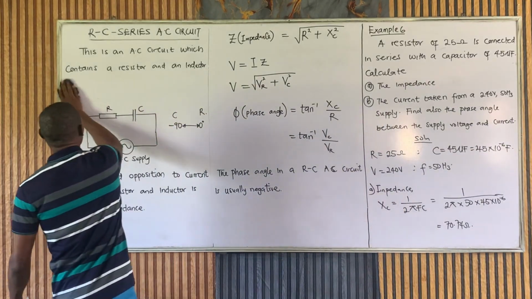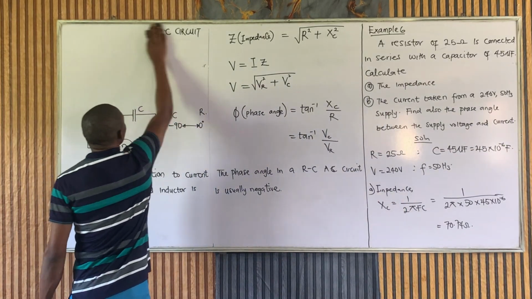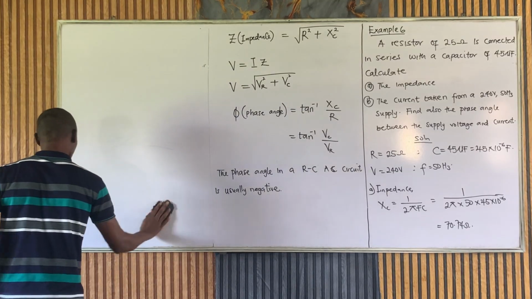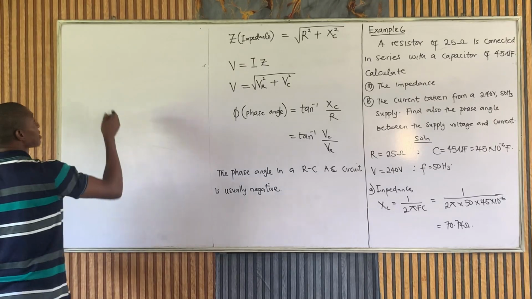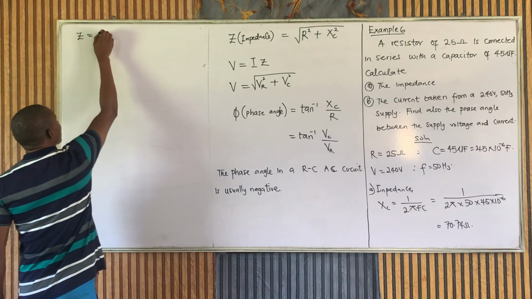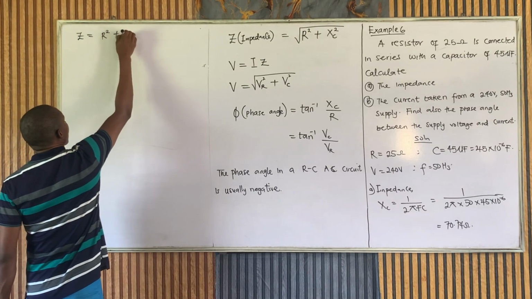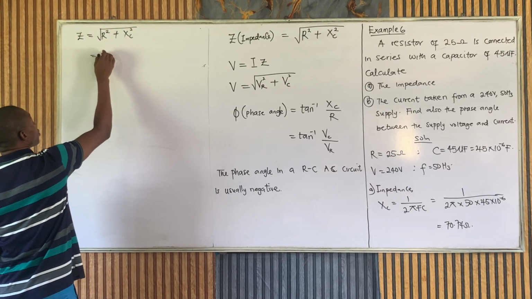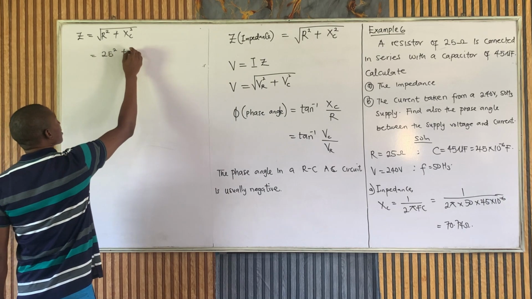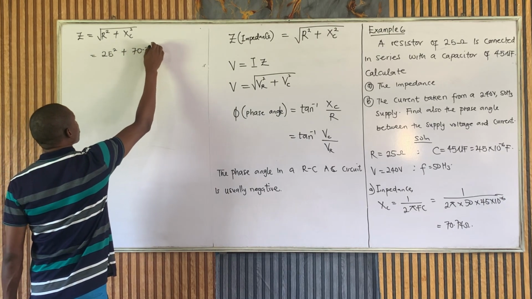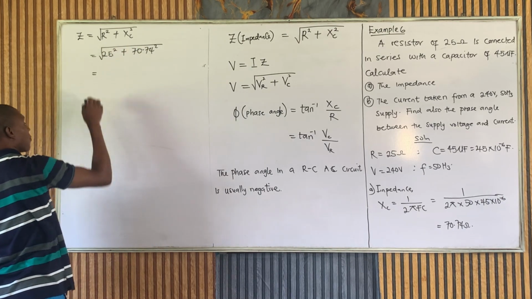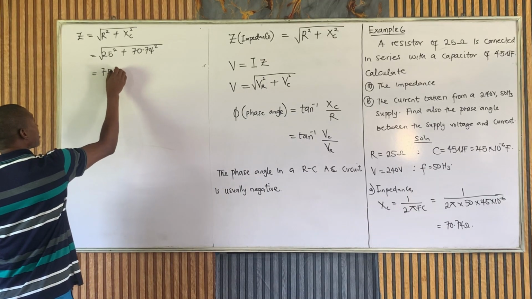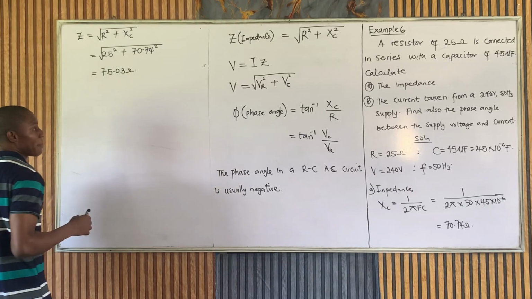Now the next thing we need to do is to calculate our impedance. Our impedance is given by the relation square root of R squared plus XC squared. And so that would be the square root of 25 squared plus 70.74 squared. If we evaluate this, we are going to have 75.03 ohms. So we have our impedance now.